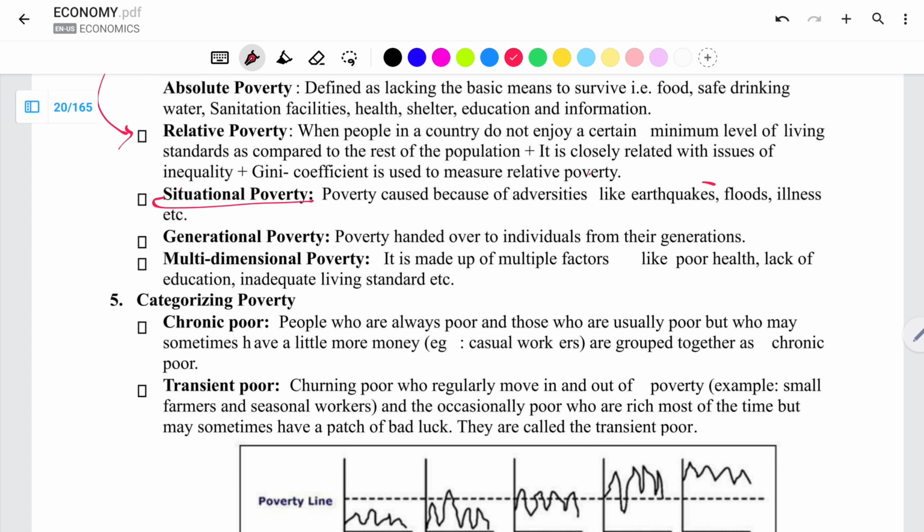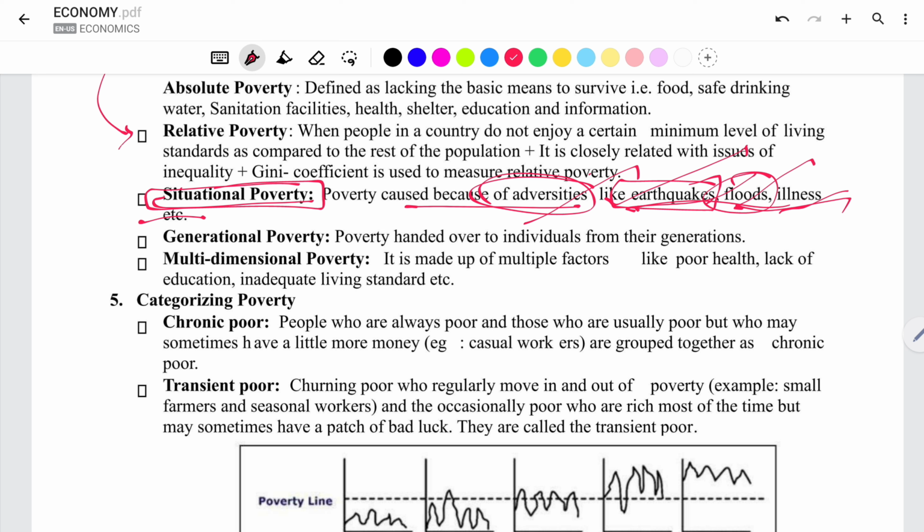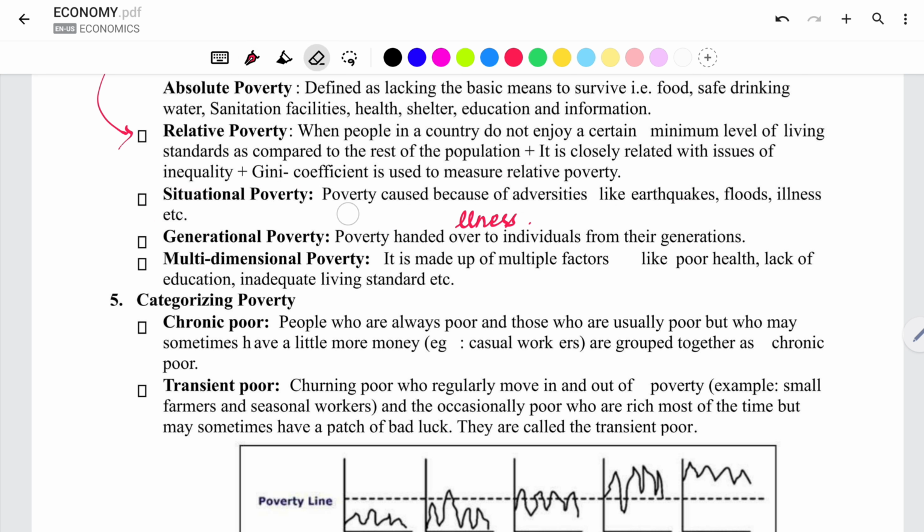Situational poverty is because of situations like a market crash, earthquakes, floods, illness, etc. What is situational poverty? It is because of adversities we face. Floods are an adversity, and illness is an adversity. So because of such adversities, we have situational poverty.